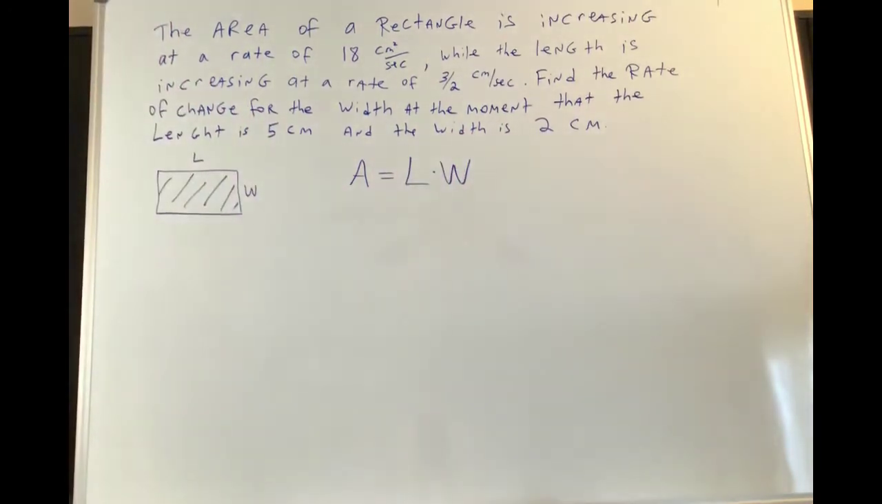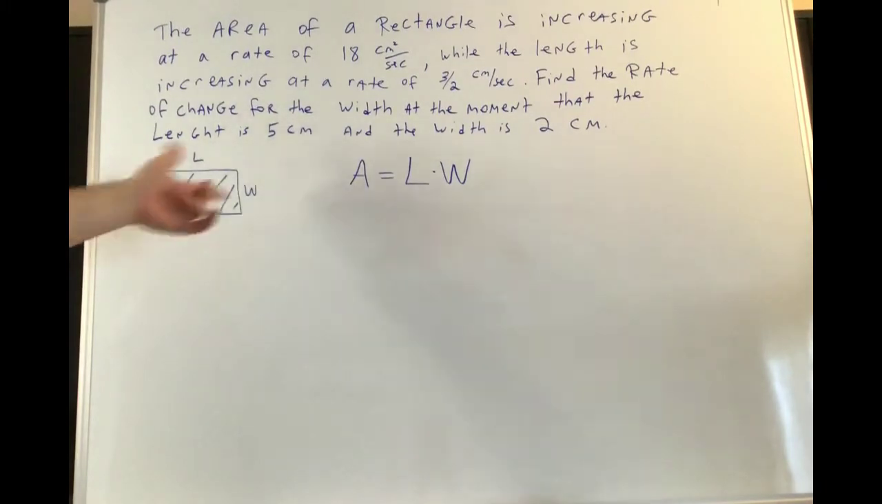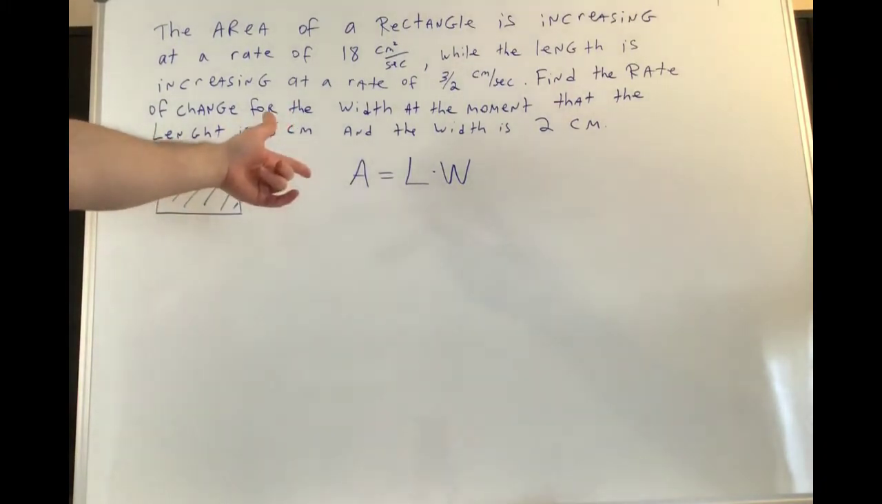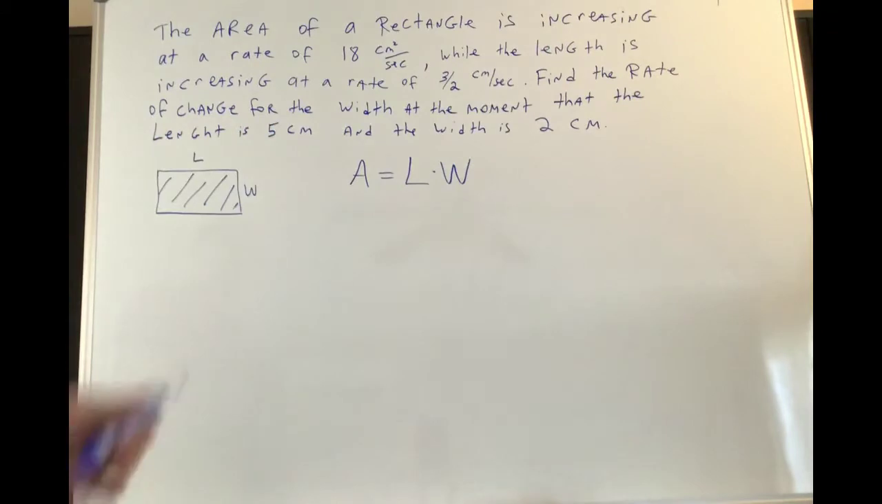So step 1 was always read through the question, make a picture if necessary. I didn't need to, but I drew it anyway. Write a formula down if you're not given one. I wasn't given one, so I had to write that. The area of a rectangle is length times width. Now, the second step was to read through it carefully and write down everything that I know.